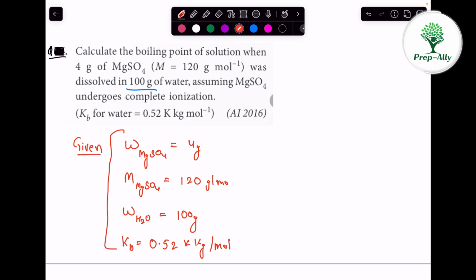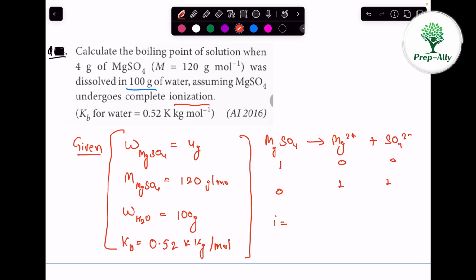Now these are all the given values and we need to find the boiling point, and they are saying assume complete ionization. Complete ionization means MgSO4 will dissociate completely into Mg2+ plus SO4 2-. Suppose we have 1 mole of MgSO4; before dissolving it is 1, 0, 0, and after dissolving it becomes 0, 1, and 1. This means the value of i, the van't Hoff factor, will be 2 upon 1, which is equal to 2, which is the number of particles after dissociation upon before dissociation. So the i value is 2. This is what we need to find.